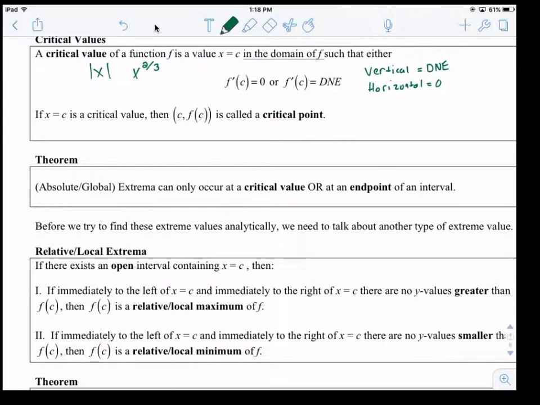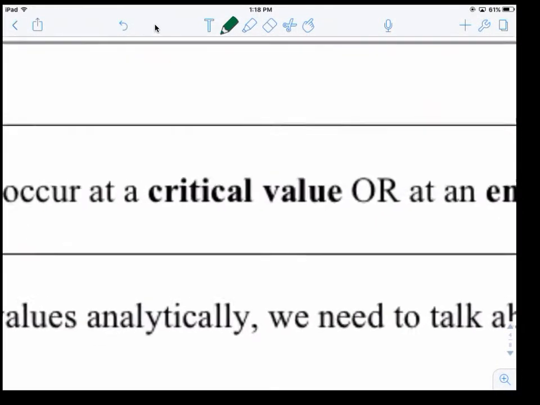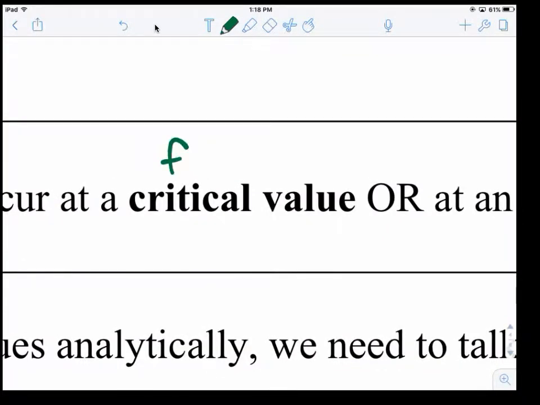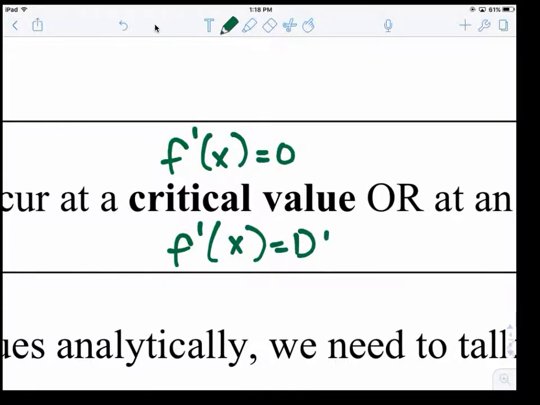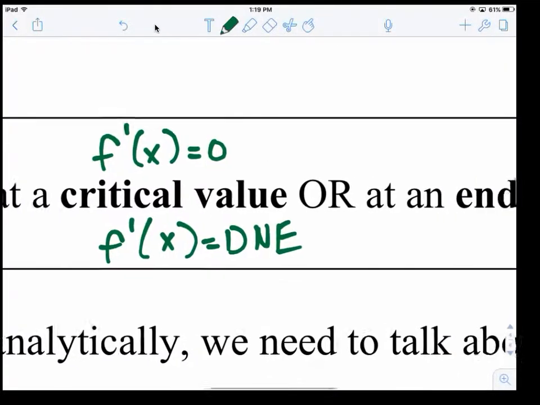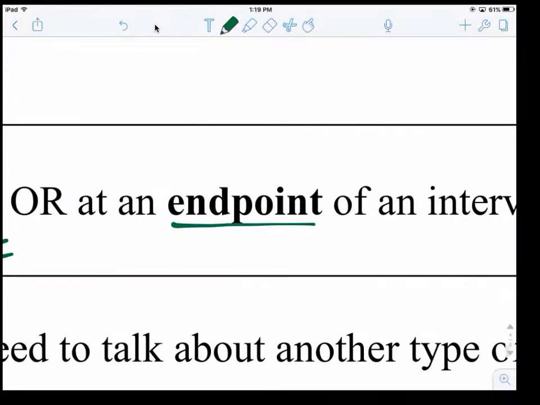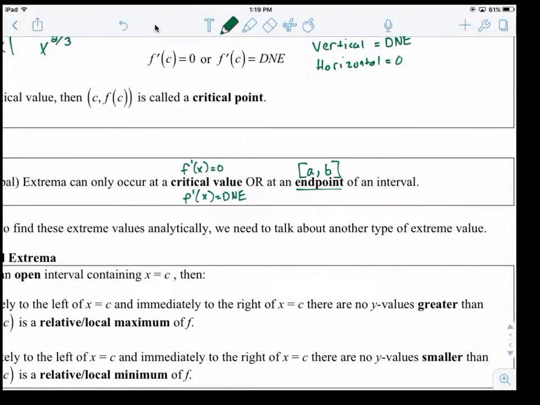All right, the next thing it says: absolute or global extrema can only occur at a critical value or at an endpoint. We've already kind of talked about that. So that's, again, where the derivative is equal to 0 or does not exist, or at your endpoints. So that would be either at A or B if you were given a closed interval.